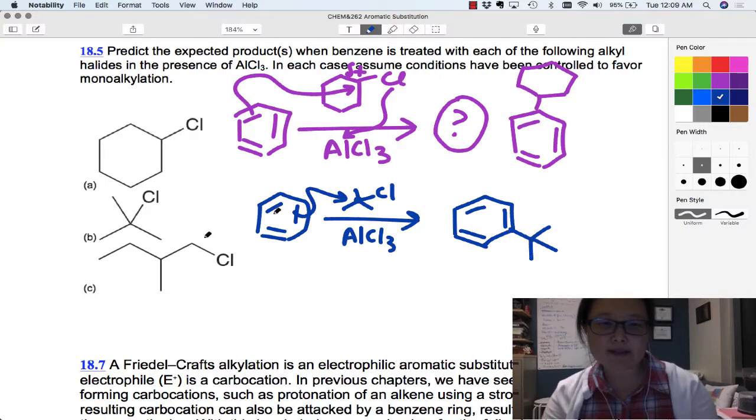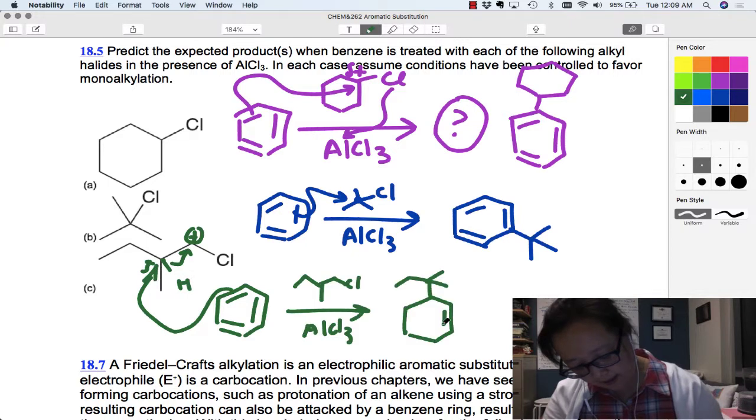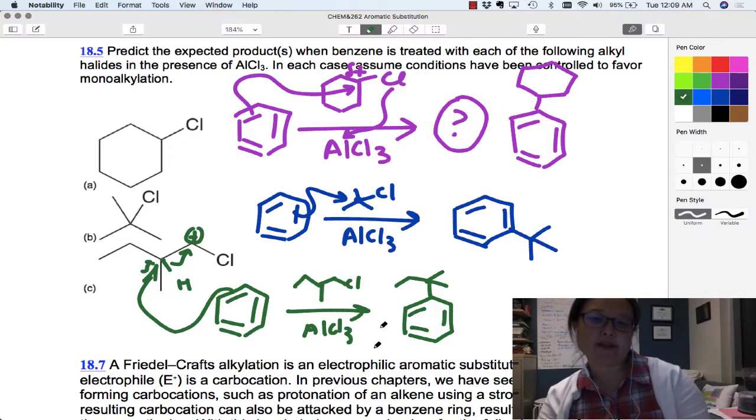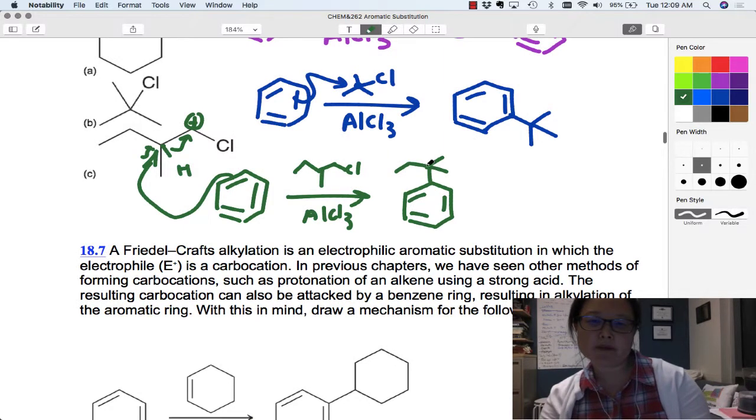This one I think is going to rearrange. Do you guys see that? So this is primary here, but it's tertiary here. So I'm actually going to rearrange it, I think. So I might end up with a positive here and then just do a hydride shift and get a tertiary. So what that reaction is going to be is this will attack the tertiary. I know it looks funny, and then we're going to regenerate the aromaticity again. Just make sure you don't have too many bonds. 1, 2, 3, 4. That one's okay.